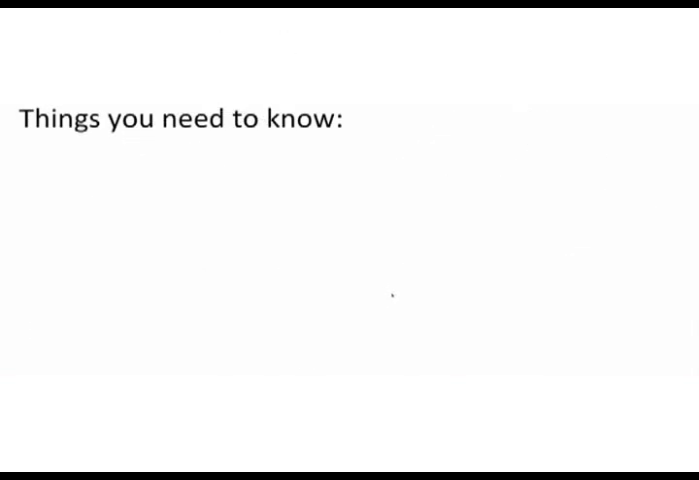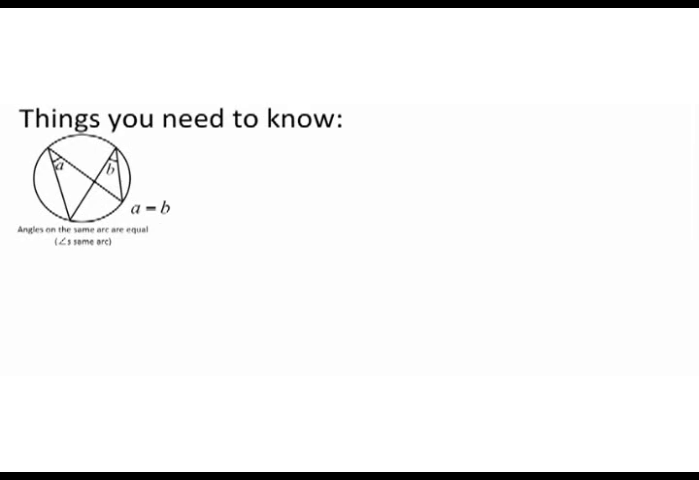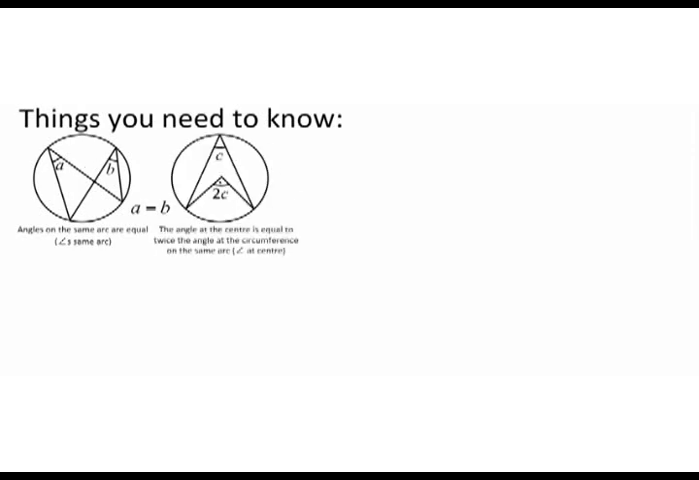And so what have we learned? Let's recap the rules. The first rule, we said that angles in the same arc are equal, or angles subtended by the same arc or chord are equal. Second rule was that the angle at the center is equal to twice the angle at the circumference if both are subtended by the same arc or chord.